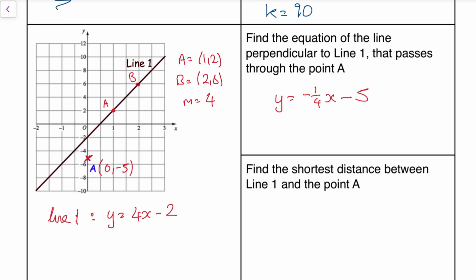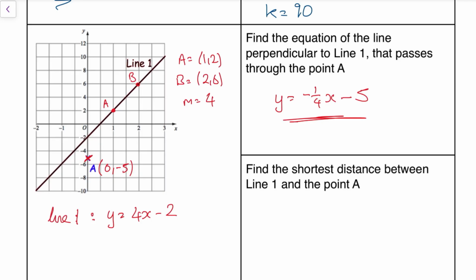Okay, let's slow down a second, because I did quite a lot there. So firstly, I've worked out the equation of line L1, or line 1. I've worked out the equation of line 2, which is here, which I've just done, negative reciprocal, etc., use a C term. This is the hard bit. Find the shortest distance between line 1 and the point A.